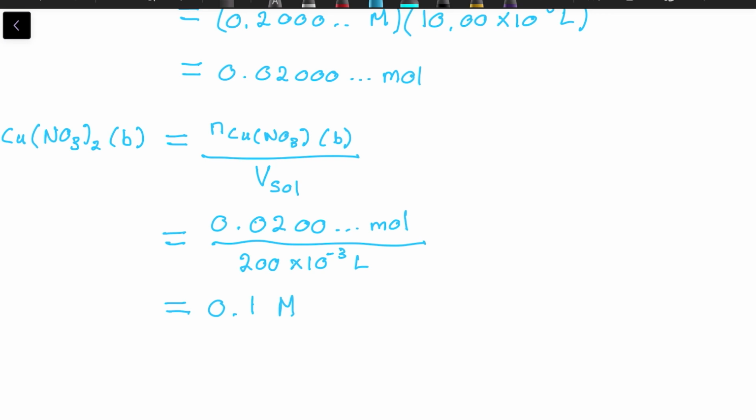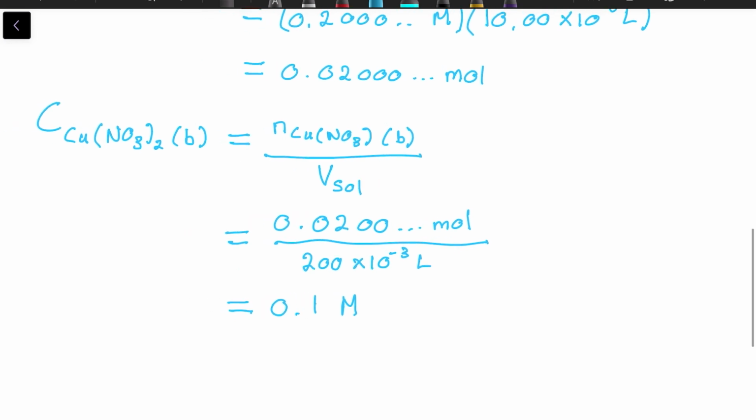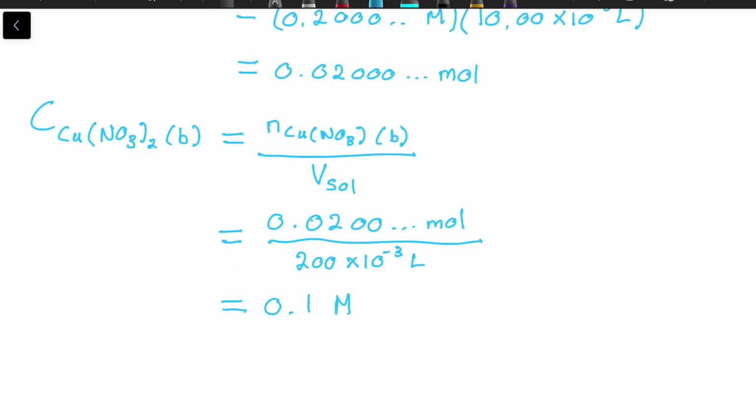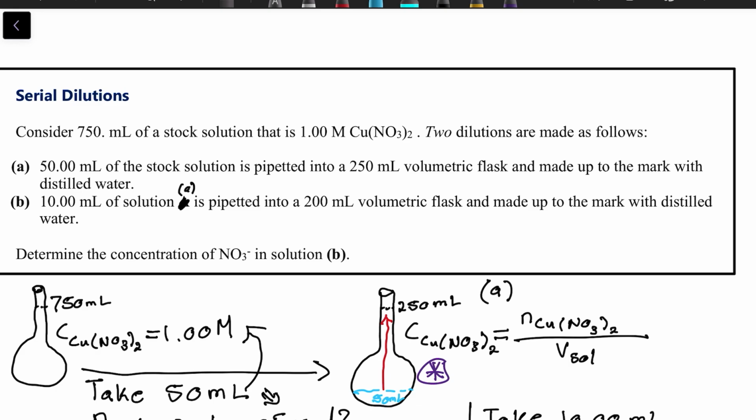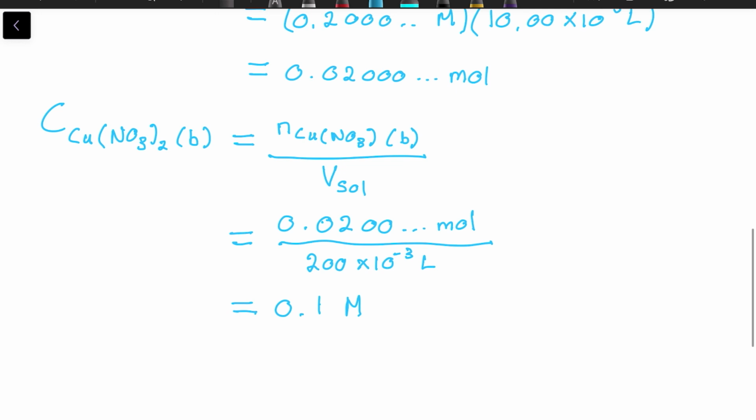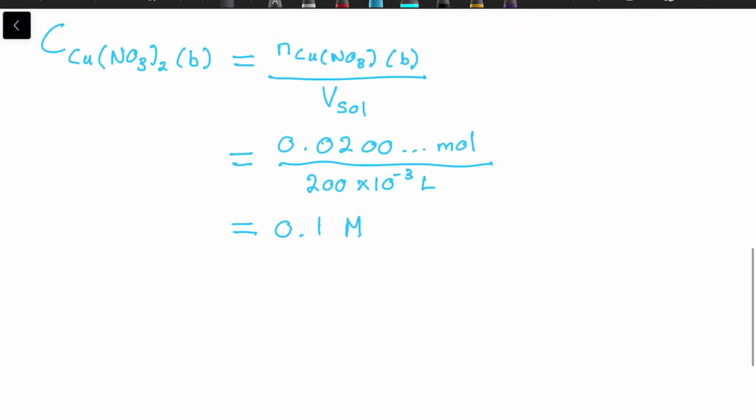So there might be a little bit of a mistake up to this point, but we're not done yet. What is the concentration of nitrate was the question, right? We were asked, determine the concentration of nitrate in solution B. And what did we calculate here? We calculated the concentration of copper nitrate. And what is the relationship in copper nitrate between copper and nitrate?